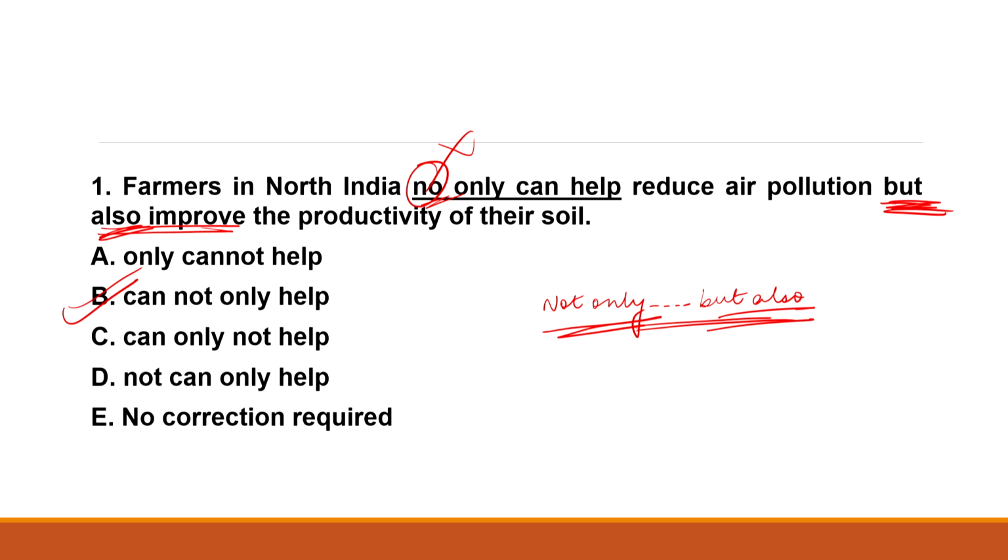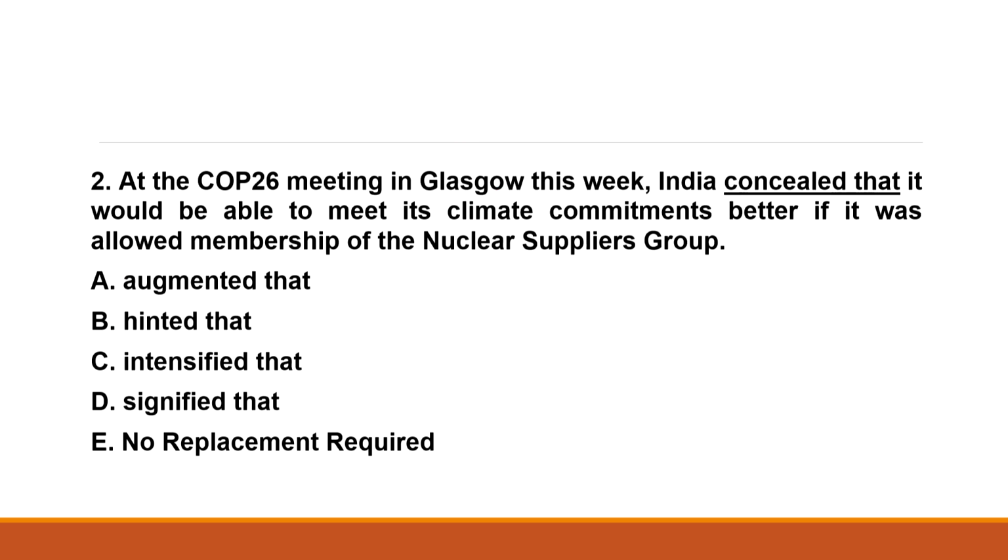So, the correct sentence after improvement should be: farmers in North India can not only help reduce air pollution, but also improve the productivity of their soil. Fine. So, is it clear? Now, solve the next question.